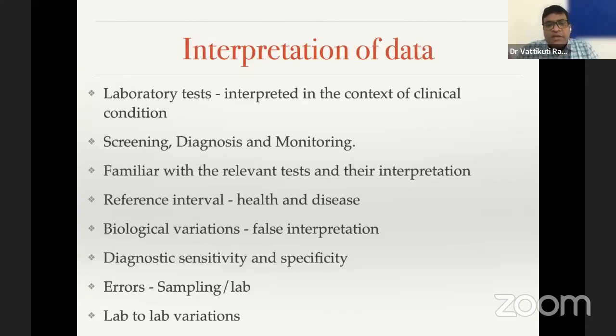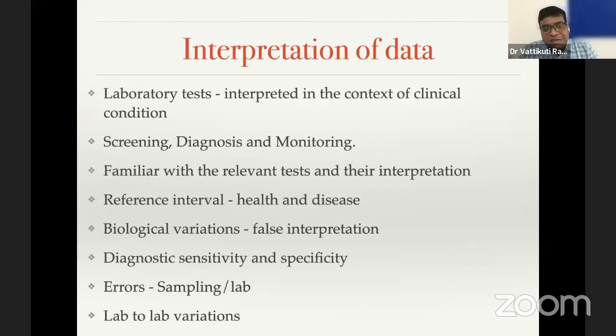Because there are some tests which have variable reference intervals when people are in normal health and when they are in disease. When you are looking at more specific tests like hormonal levels, they change depending on the disease. Diurnal variation will be there. So these biological variations can lead to false interpretation, which you have to be very much aware of.